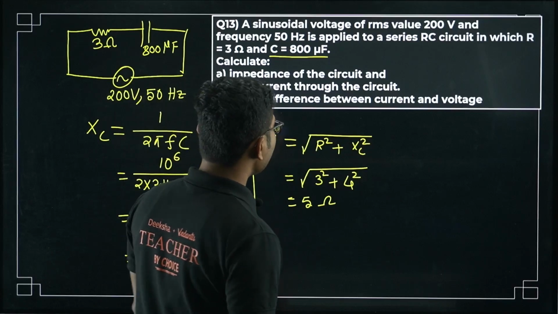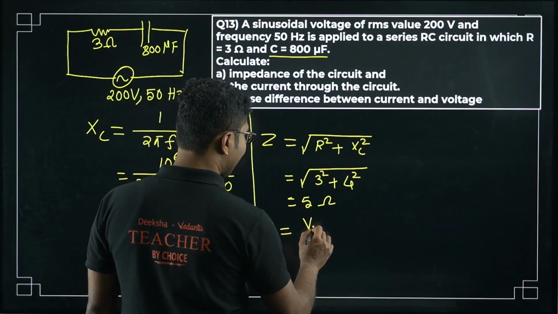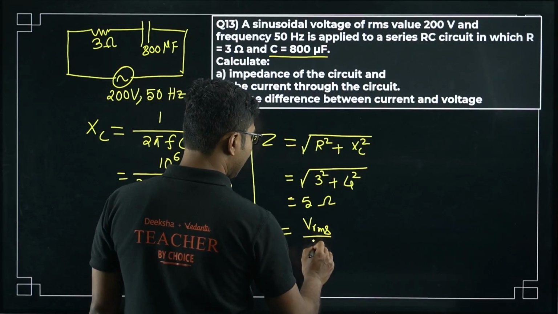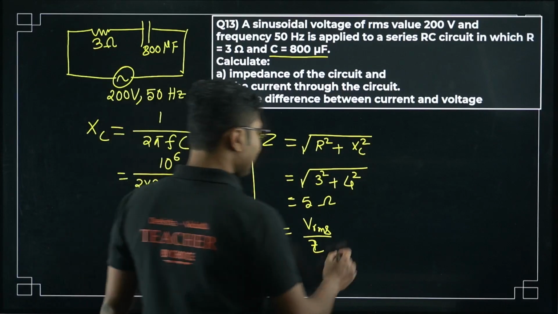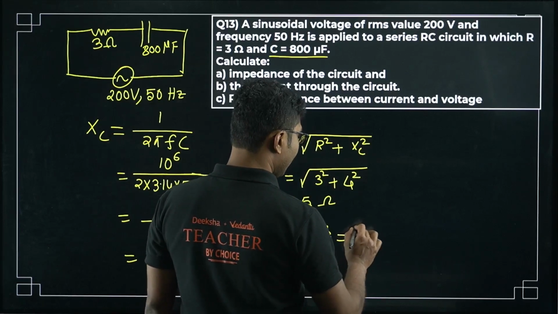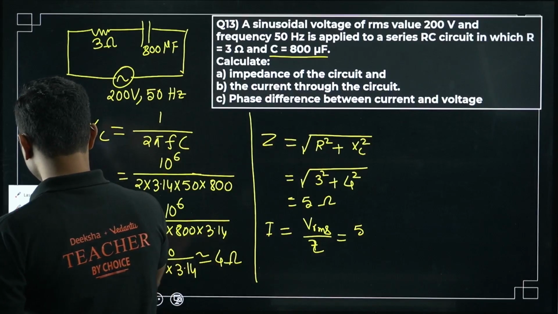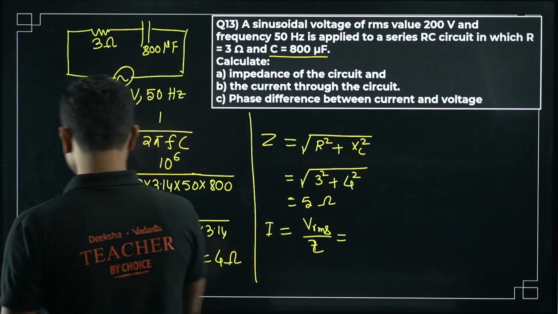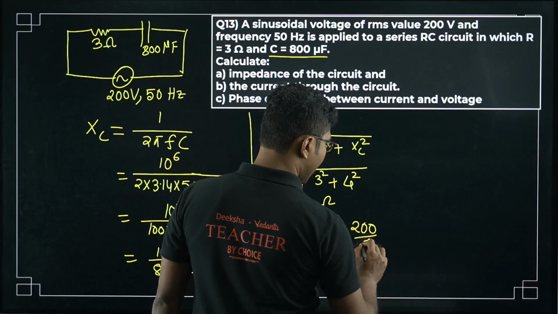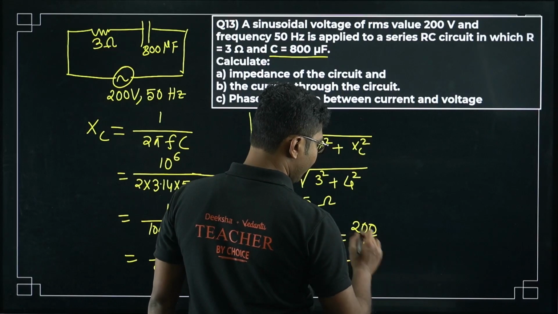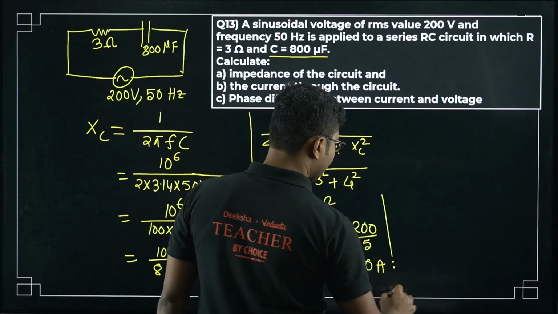The current through the circuit. Now you have to find the current. What is current? Current is basically VRMS divided by Z. Okay, Ohm's law, but in a new form here. Basically instead of R you have to use the Z. So VRMS is 200 and then you have to divide it by 5. So 200 divided by 5, that will be 5 4s are 20, 40 ampere. This is the current, right?